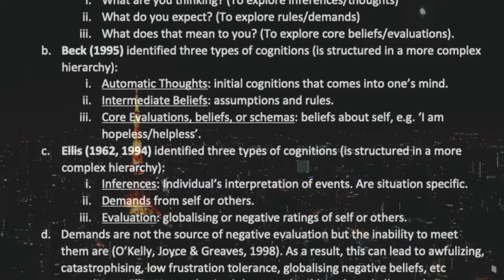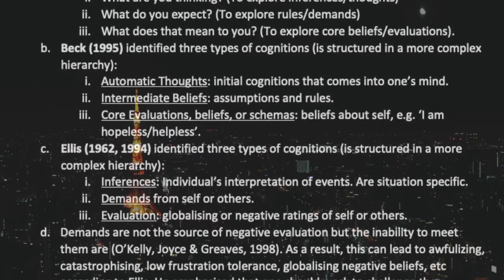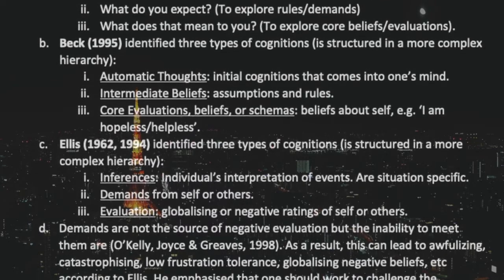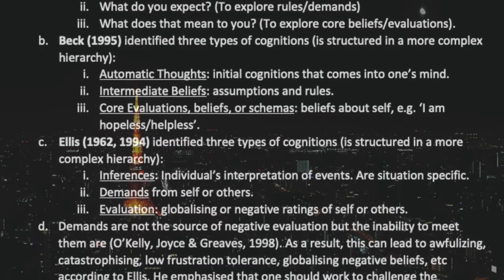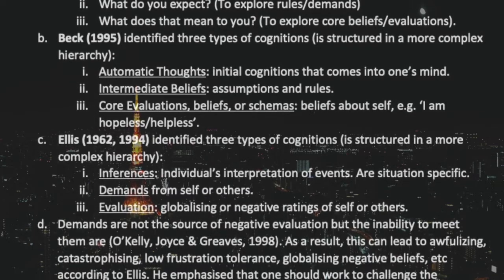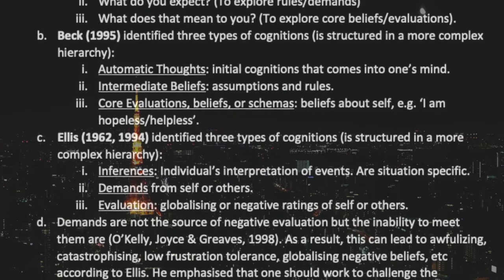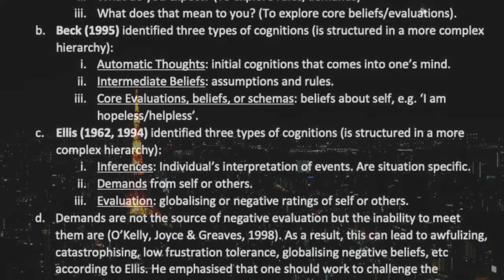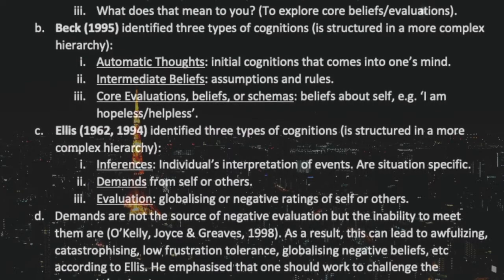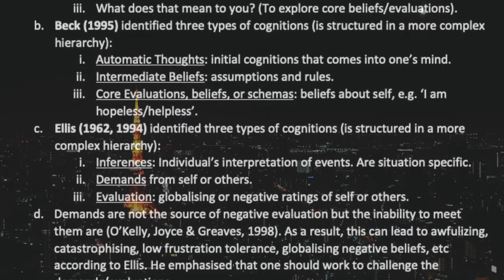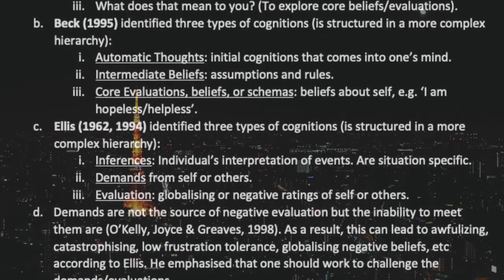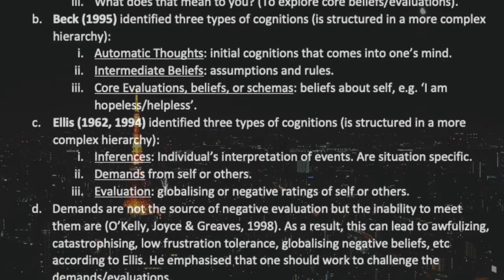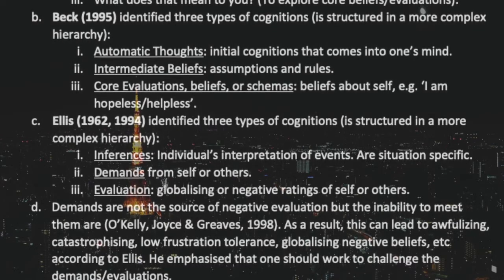Ellis, in 1962 and 1994, identified 3 types of cognitions, and these too were structured from simple to more complex in a hierarchy. So the first type are inferences, in that individuals have a certain interpretation of events, which are in specific situations. These then lead to demands, where individuals would have demands on themselves or others, and eventually these lead to evaluations, which are more globalizing, or it could be, for example, negative ratings of the self or others.